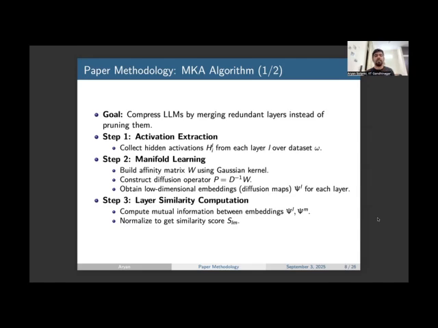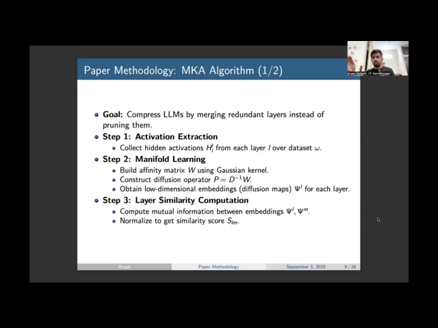The first step is that we will use a data set, and we will pass it through the layers one after another, and we will get all the activations for each of the individual layers. We call these h superscript i. The next thing that we do for individual transformer blocks, given that we have the activations over a data set, is build a manifold. We make a Gaussian matrix W, which captures the correlation between sample i and sample j.